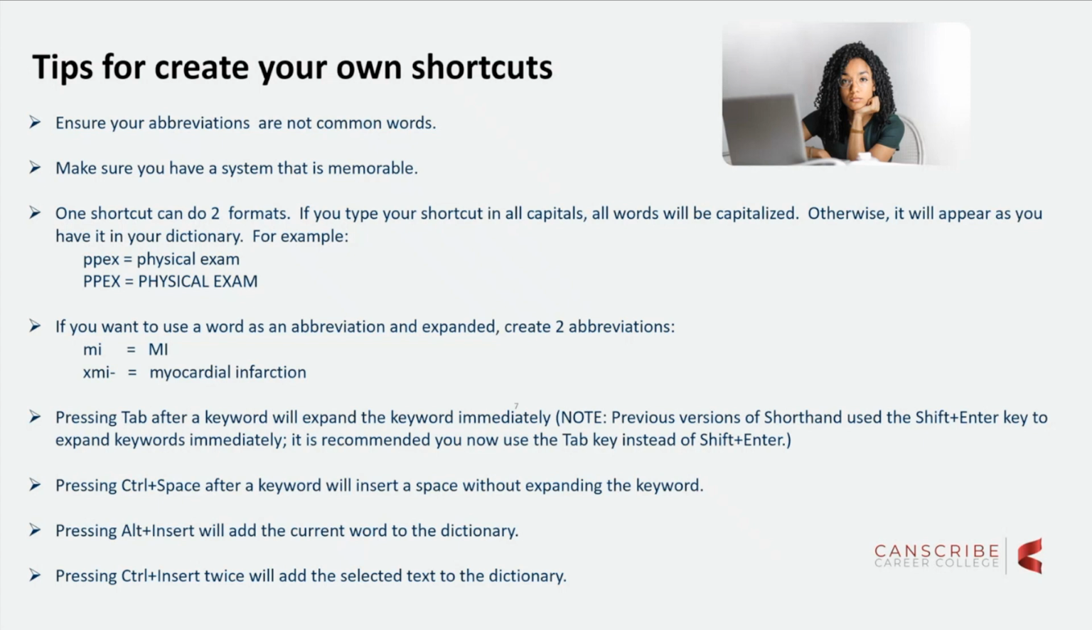So one thing I also want to mention is one shortcut can do 2 formats. So if you type a shortcut in all capitals, all words will be capitalized. Otherwise, it's going to appear as you have it in your dictionary. For example, I have in my dictionary the shorthand PPEX. Every time we type PPEX, I want it to expand to physical exam. So the doctor said the patient came in for the physical exam. I can type the PPEX, that'll expand.